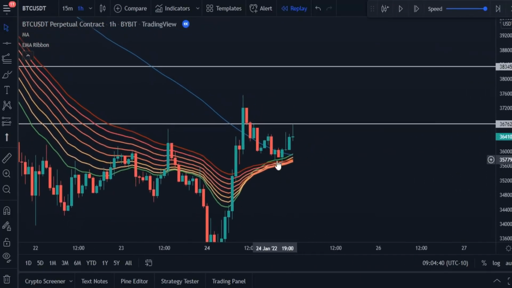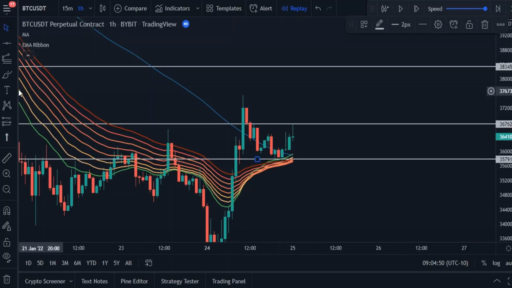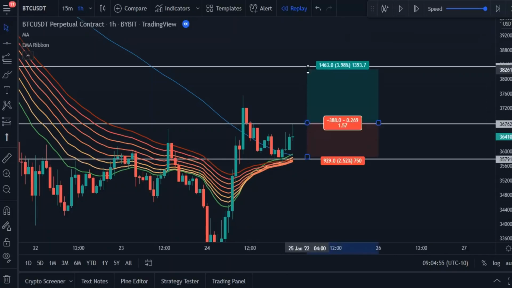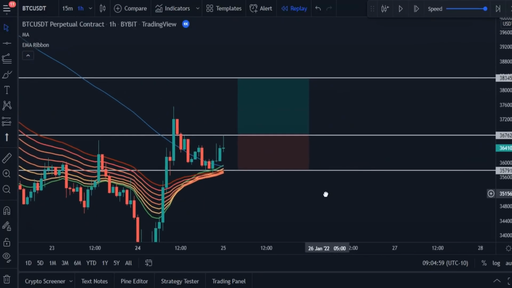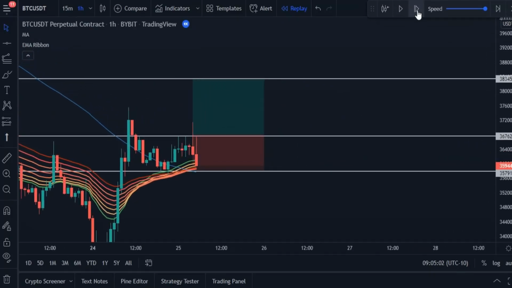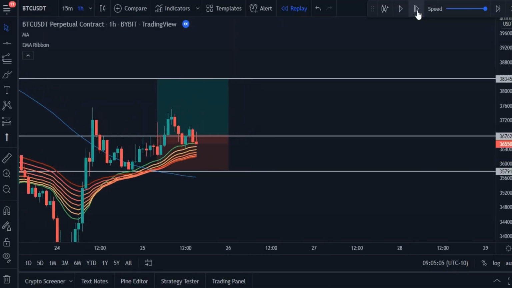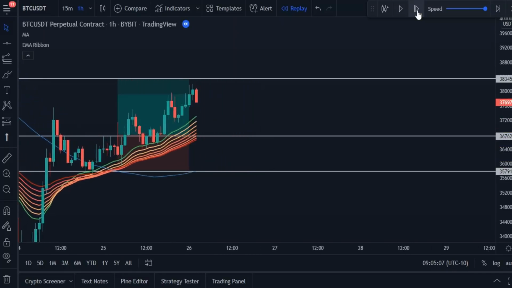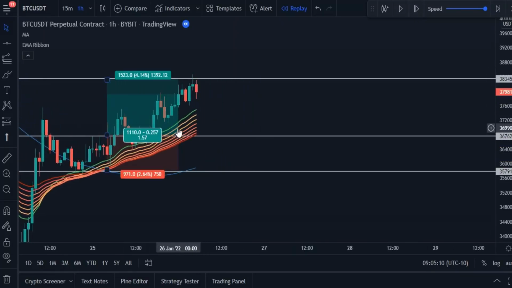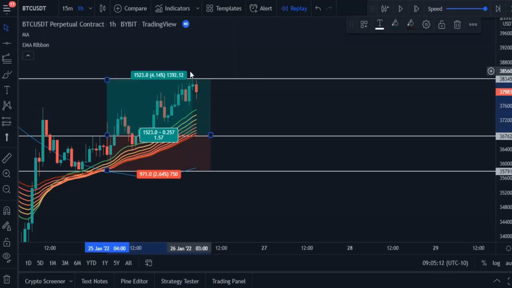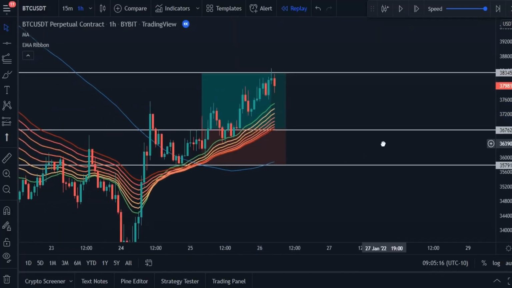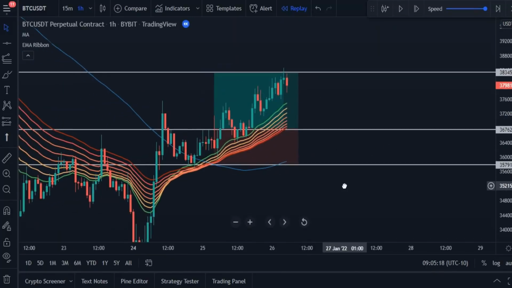The stop loss will be under the wicks of the nearby candles, like this one here. Okay, let's run the player to see the next candle movement. That's good, the target was hit here too. Let's move quickly to find another example that is different from the previous two.